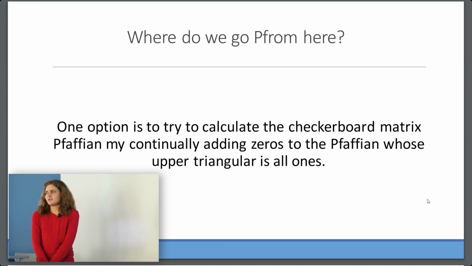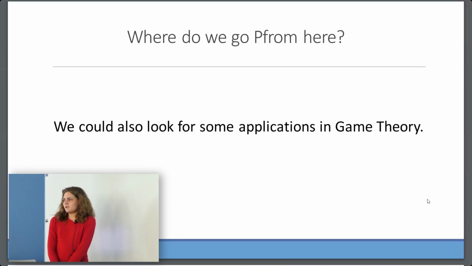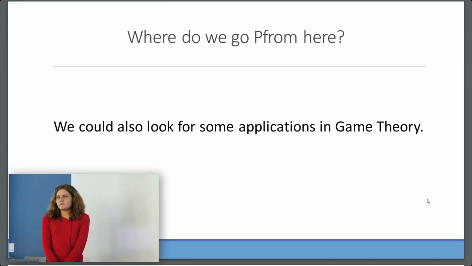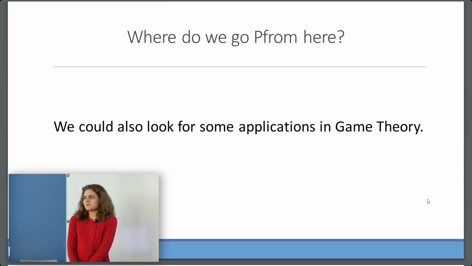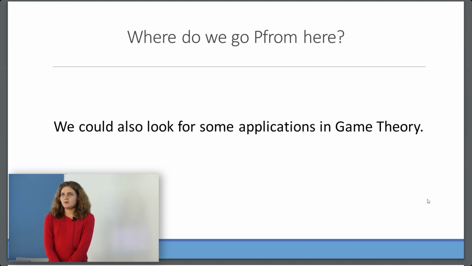to the checkerboard matrix. Another option, I mentioned that game theory was the application that the paper this capstone is based on was focused on. So we could try to find some applications to game theory for these pattern matrices that we found the Pfaffians for. That way we have a story to tell that isn't just, here's a bunch of Pfaffian calculations. So those are the two directions that we're currently looking at, and what we might end up doing in the future, this spring quarter type of thing.